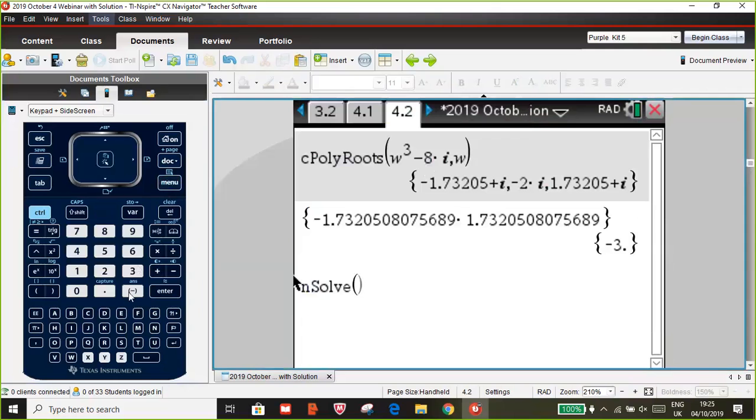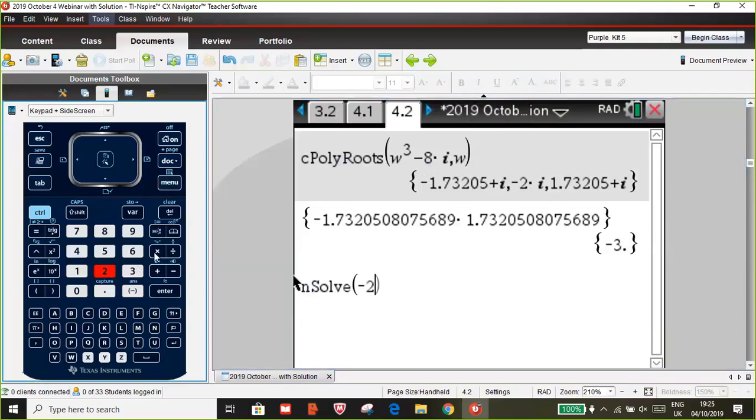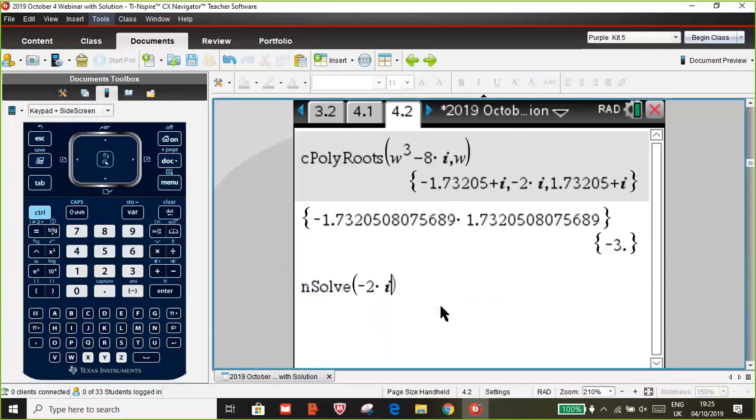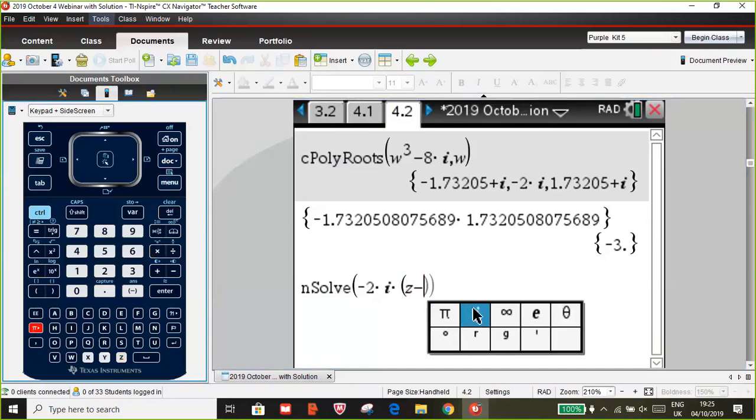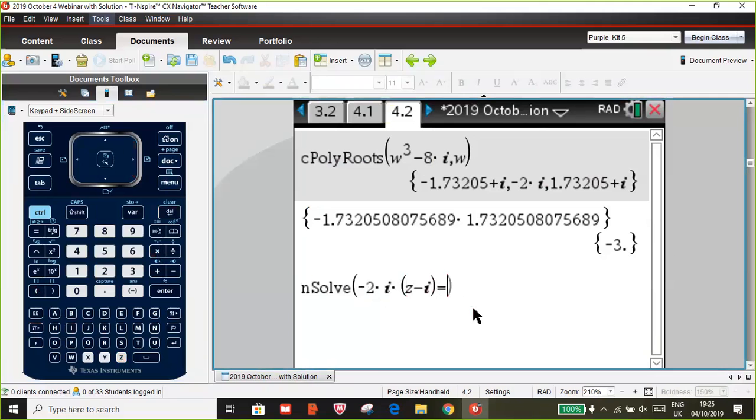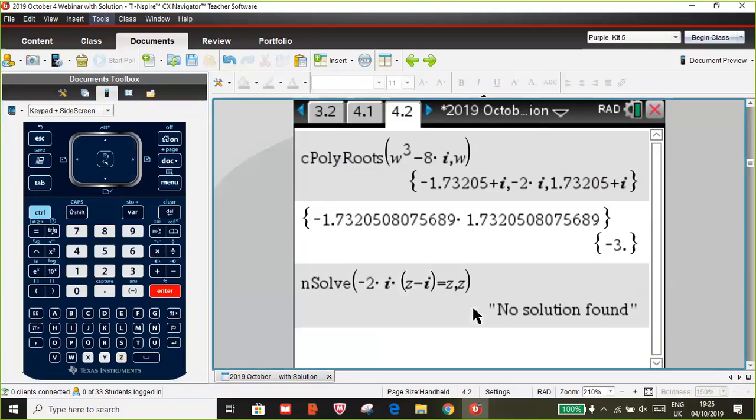Minus 2 times i multiply by bracket z minus i. Oops, sorry, I cannot use that i. Yep, i equals to z. Then comma z. No solution found, obviously, because it's not real. So we can't use AND-solve. We have to use polynomials because it is actually a polynomial.